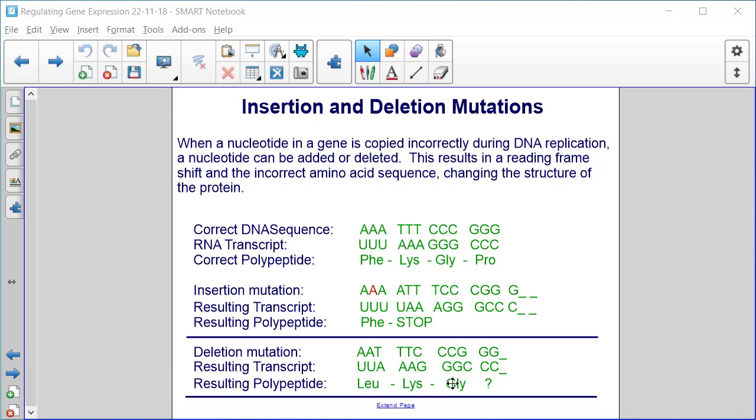The next 2 are correct, but due to the reading frame shift, because I shifted everything to the left one when I deleted, I don't get an amino acid for this last 1, 2, and then I'm missing a base here for this last codon. And so again, I have changed the structure of the resulting polypeptide.